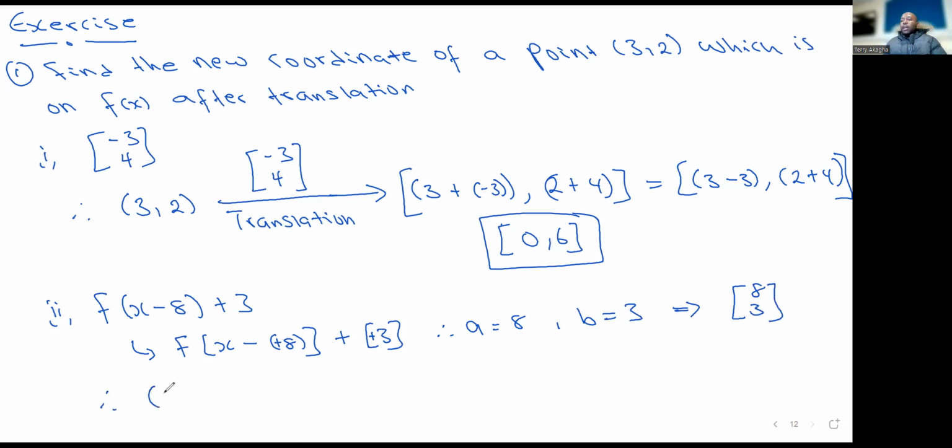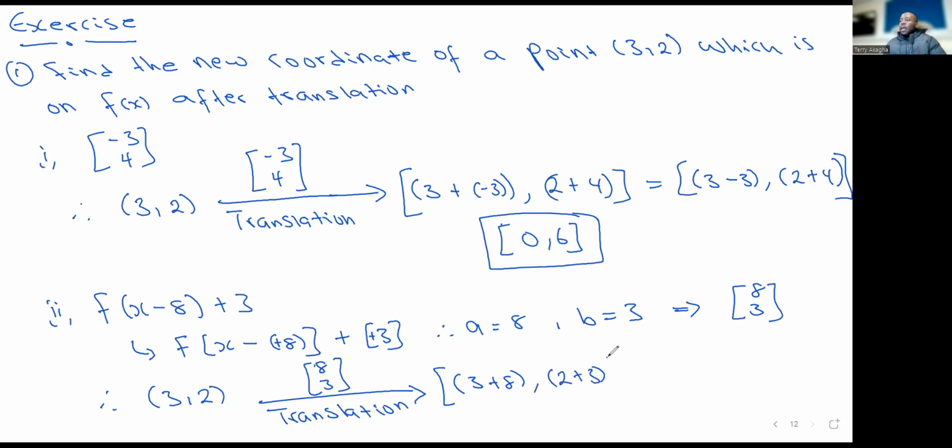Then we can now solve the question. We have 3 and 2 undergoing a translation of 8 and 3. You're going to add 8 to 3, so it's 3 plus 8 to give the new coordinate for the x. And for the y, it's going to be 2 plus 3. Then the new coordinates are: 3 plus 8 gives you 11, and 2 plus 3 gives you 5. And that will be the answer for that. That will be the new coordinates.